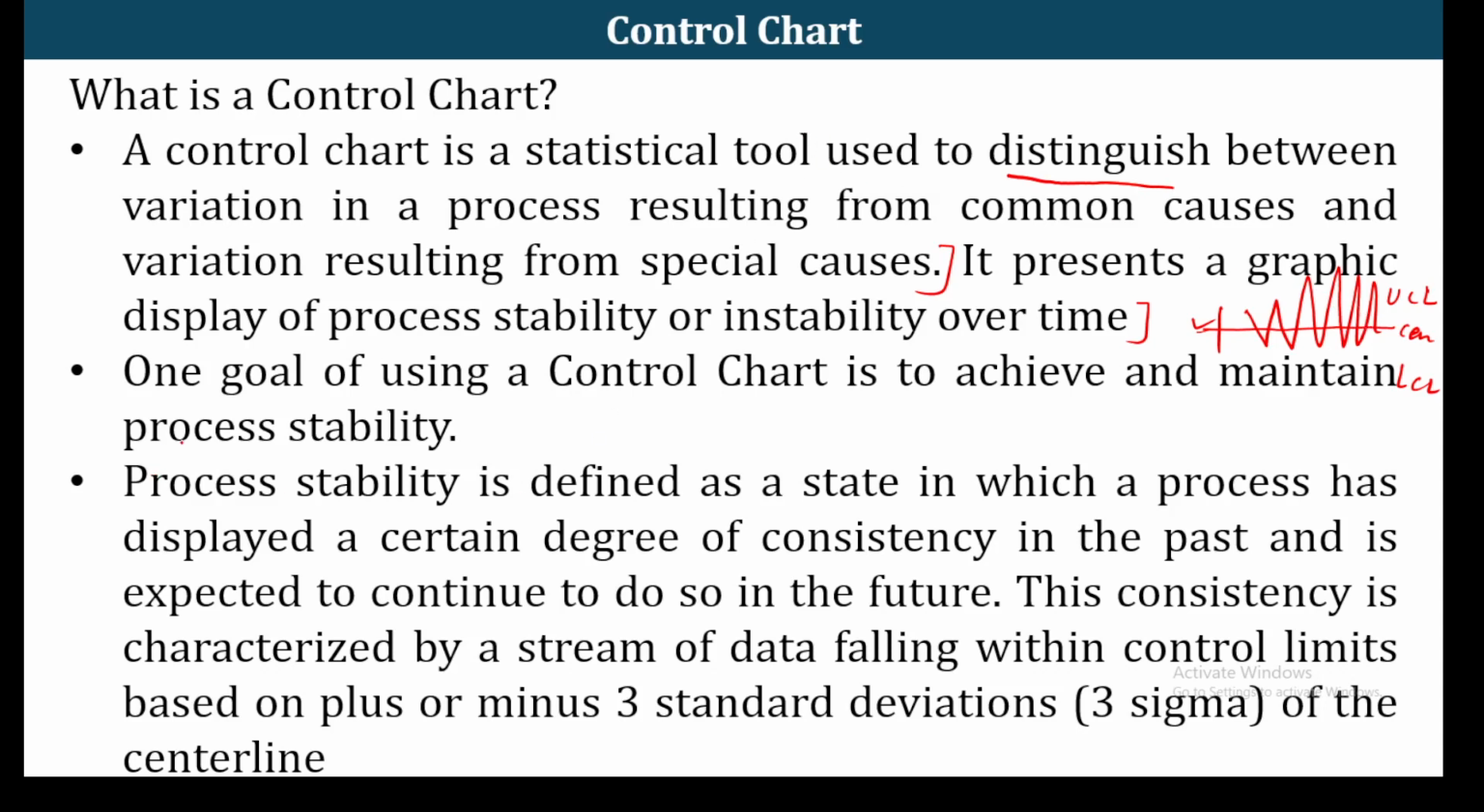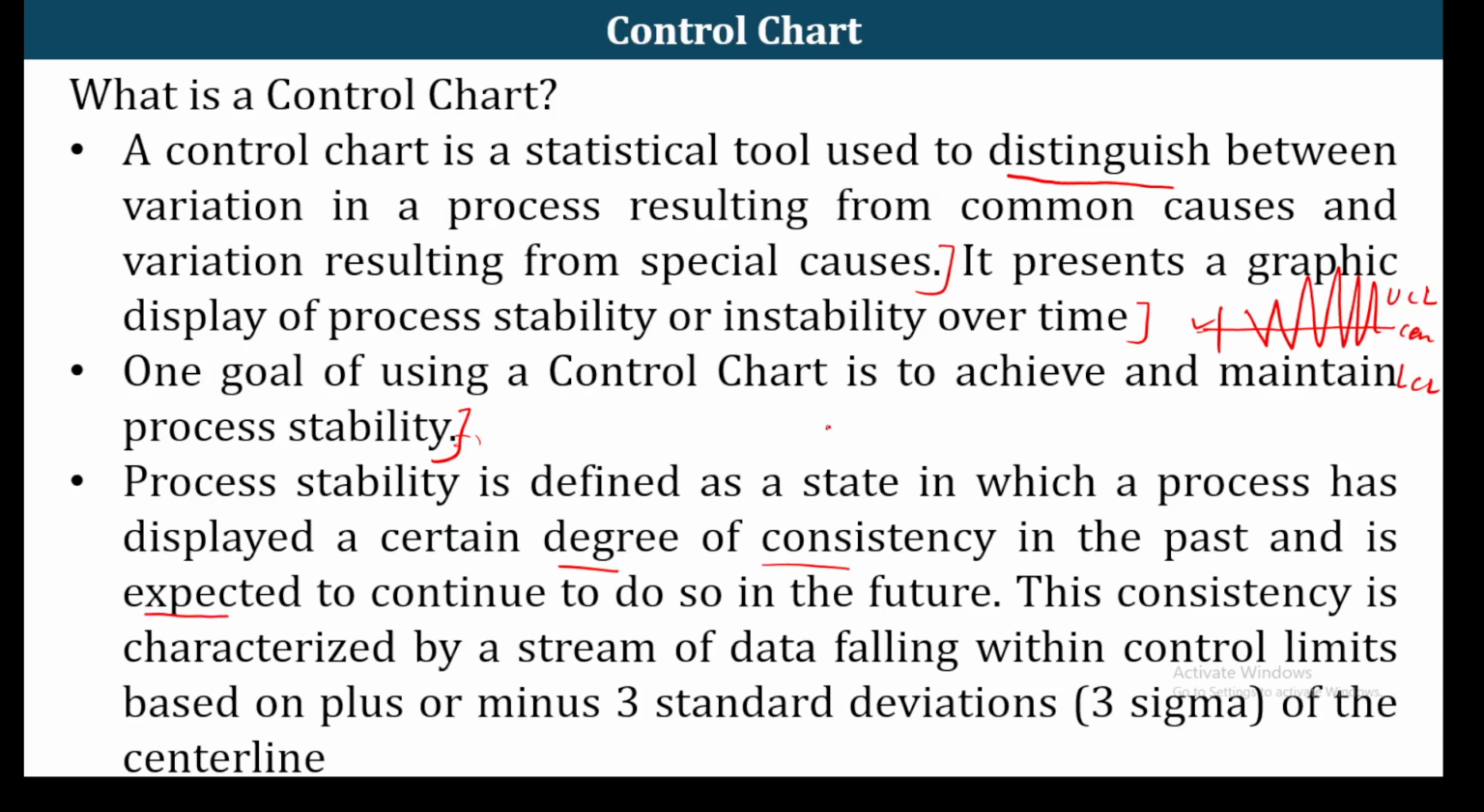One goal of using a control chart is to achieve and maintain process stability. Let's say the fluctuations are too much, so the process is not stable, and we have to stabilize it. What is process stability? Process stability is defined as a state in which a process has displayed a certain degree of consistency in the past and is expected to continue.